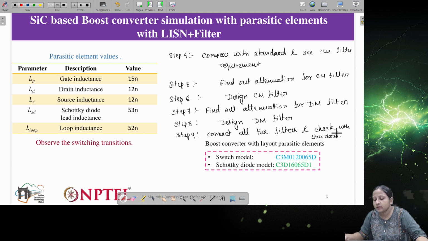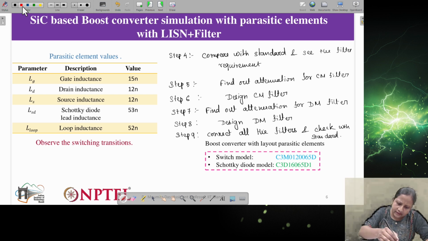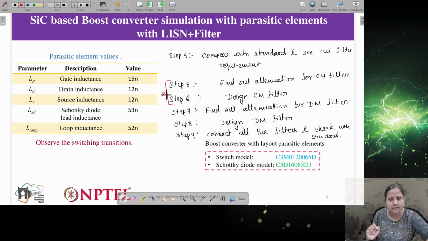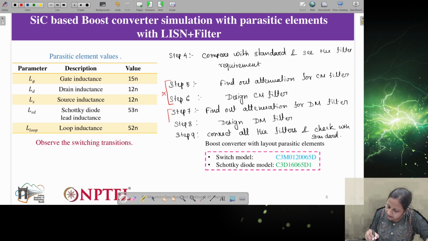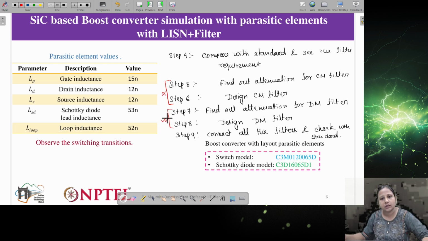If it is matching, then it's very good. You can use the filter and go ahead to use the circuit. If it is not, then you have to follow the same procedure again and design the filter, basically selecting the attenuation level a bit higher, and then design again. Follow this procedure until it matches the requirement. Okay, so in this case, as you know, these two parts are not required as it is well below the standard limit. In this case, we have to design the DM type of filter, right?